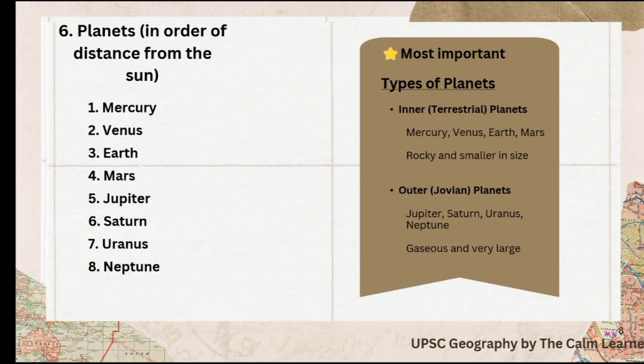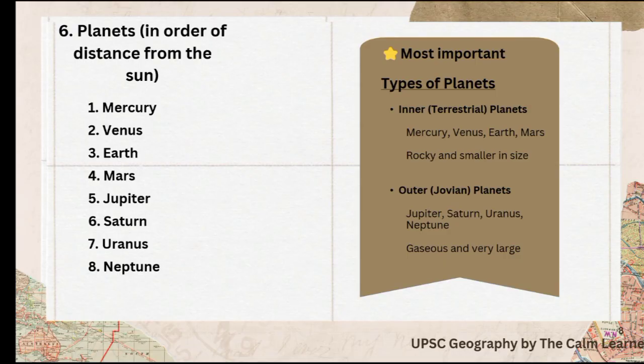Now, let us understand the classification of planets, which is very important for competitive examinations like UPSC. Planets are mainly divided into two major groups: inner planets and outer planets. Inner planets, the planets which are closer to the sun, are Mercury, Venus, Earth, and Mars. Inner planets are also known as terrestrial planets. The word terrestrial means Earth-like. These planets are made up of rocks and metals and they have a solid surface.